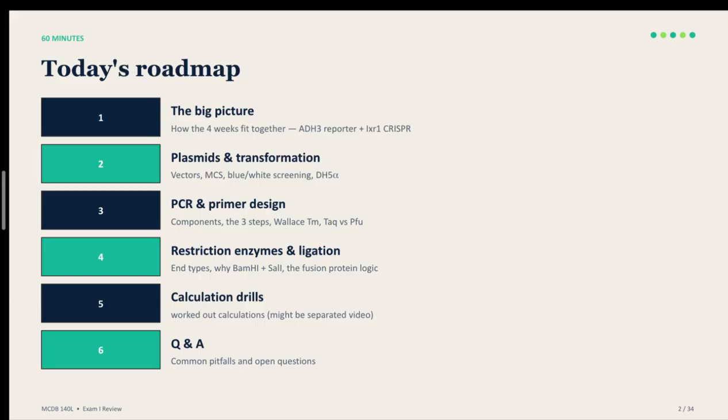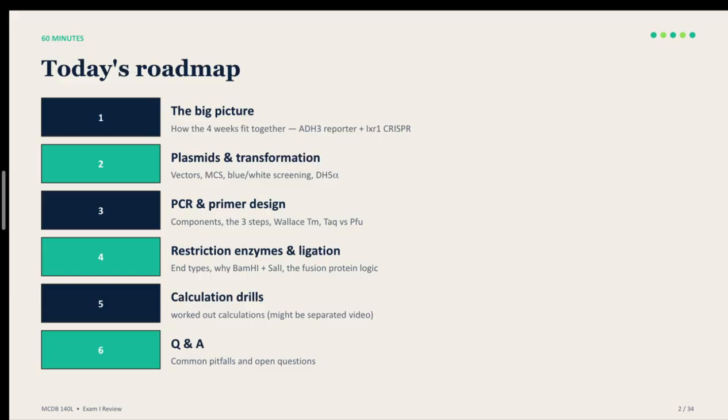So we're going to be looking at the ADH3 reporter and then IXR1 CRISPR. For IXR1 CRISPR, that's obviously something that comes later. It's good to have an understanding of what it is right now, but anything past the general understanding is not really necessary, given that we haven't really done any experiments with them yet.